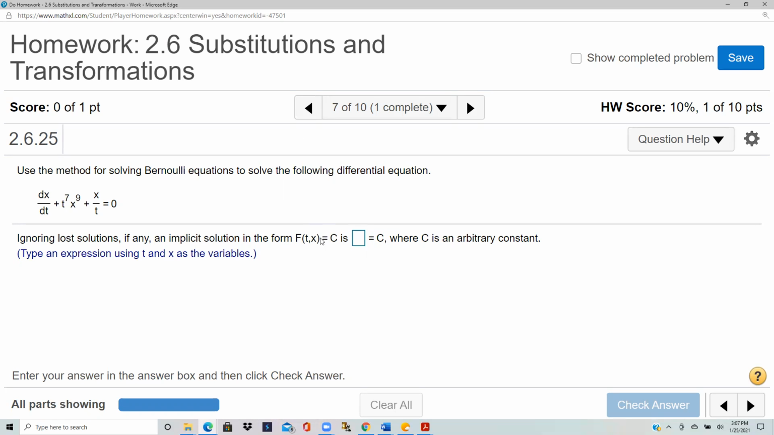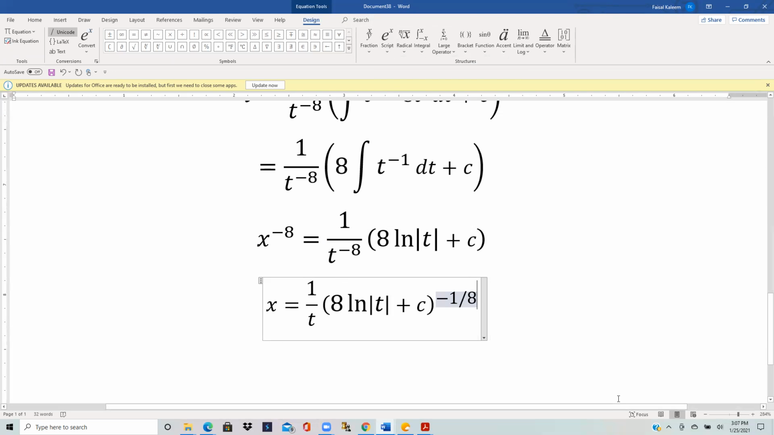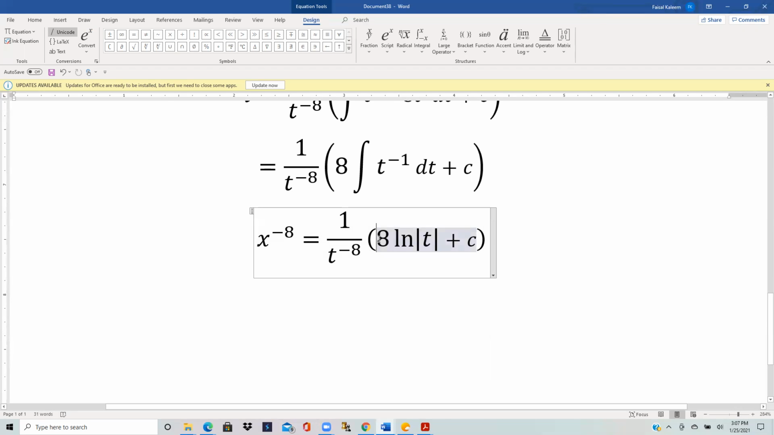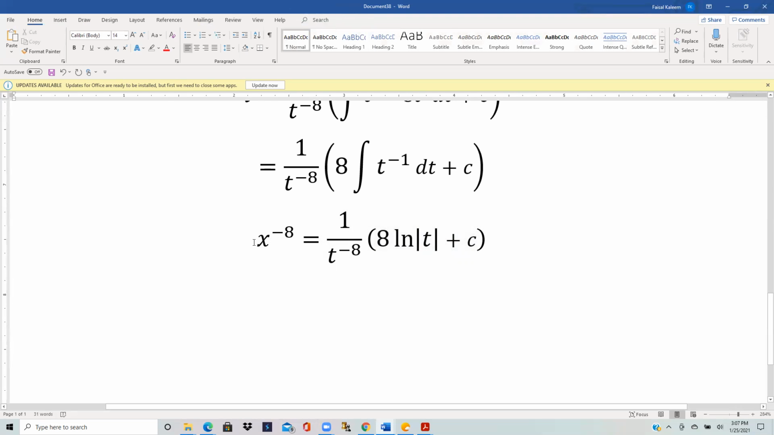Oh, they want everything on the left side and just a c on the right side. So they don't want it like this. Instead, what they want is you would distribute this out. You wouldn't write it as a function of x because they're not asking you to. So when I distribute this, it will be like this. Okay, let's do it in the next step.